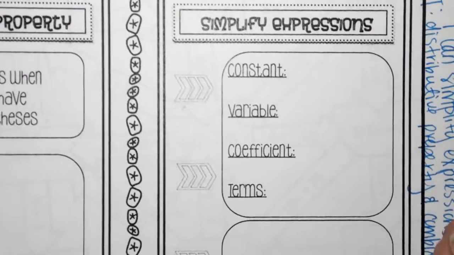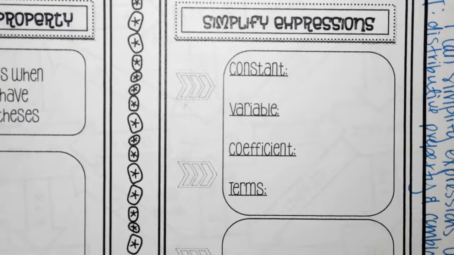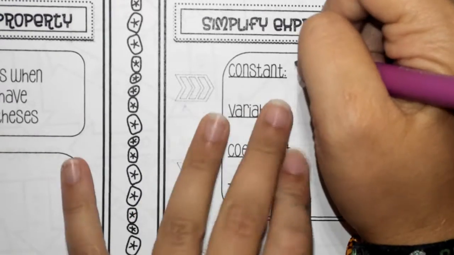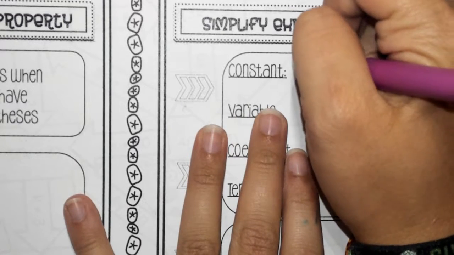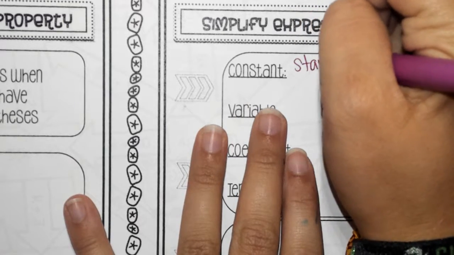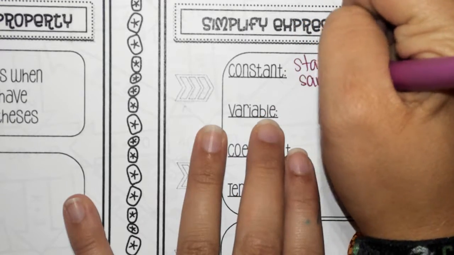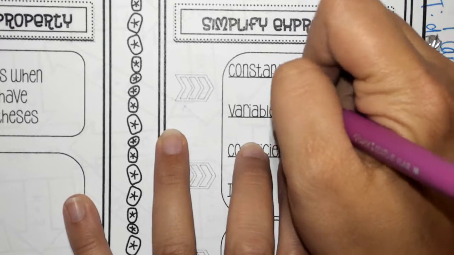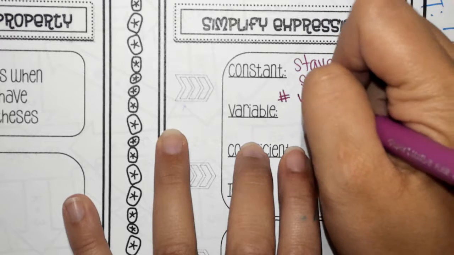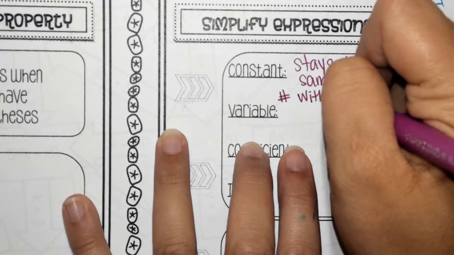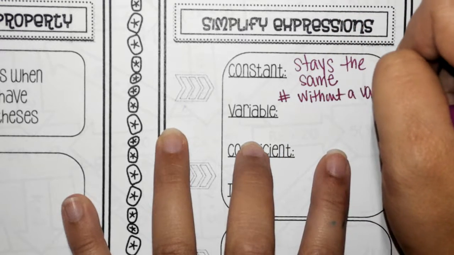All right, who can tell me what a constant is? Take a point if you said the number without the variable, or the thing that stays the same. A constant stays the same. It's a number without a variable.